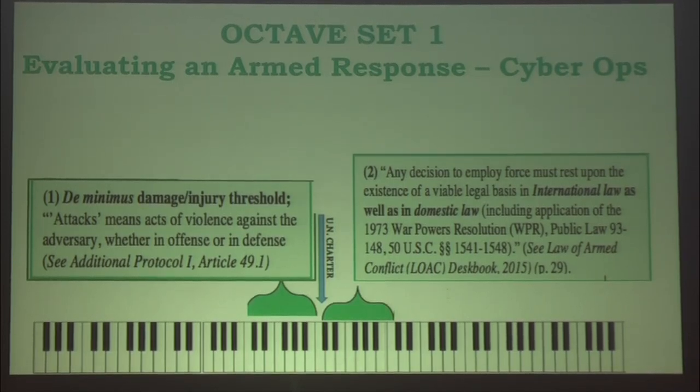But what happens if the act in question doesn't arise to that level of producing de minimis damage? What options does that leave the state? Well, again, the two general modes of recourse are appealing to the UN Security Council, and the second, exploring non-forcible countermeasures, such as economic sanctions, or exploring legal indictments and other diplomatic efforts.